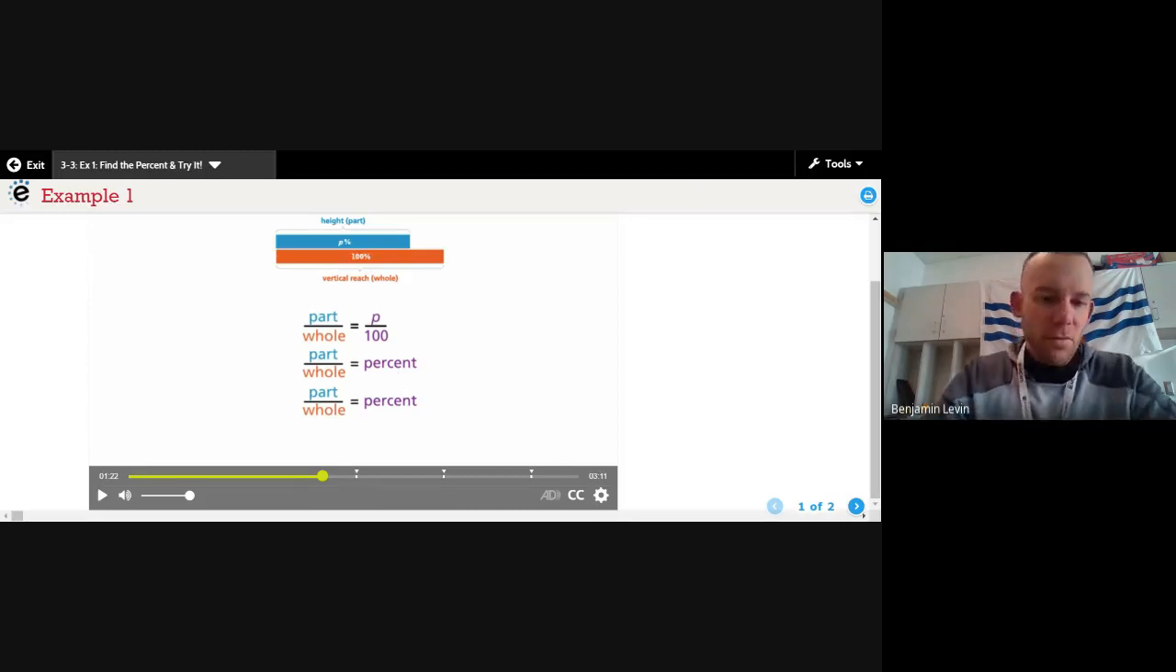So we've been working on those a little bit in our Savas and in our Delta Math, where it asks you 61 is what percent of 90. So it gives you the two numbers. The part is 61 and the whole is 90. And all you have to do is do 61 divided by 90. And that, of course, gives you a decimal, which you then have to make into a percent.